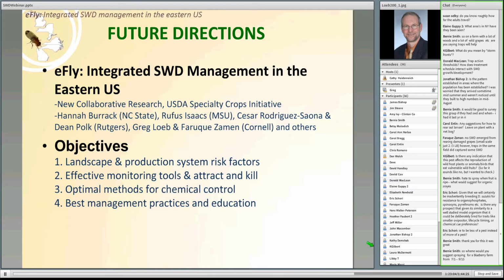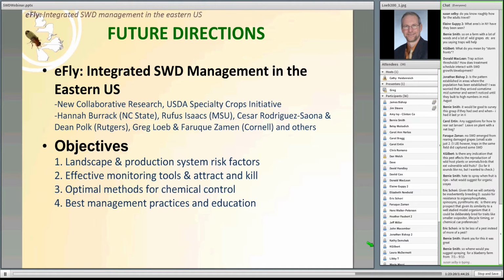So we should be hearing about the fate of that grant. It's a several-million-dollar, I think $3 million proposal, probably in the next month. So hopefully that will come in. If it doesn't, we'll probably resubmit for next year. We really believe that the Eastern United States is a critical area and unique from the Western United States, and that we deserve and warrant support from the federal government.